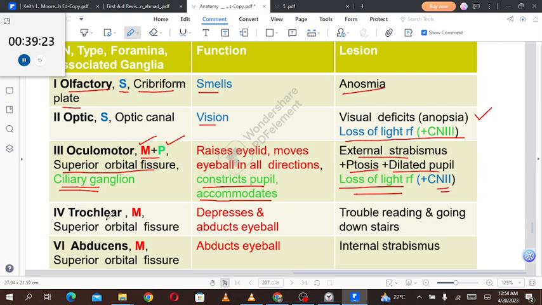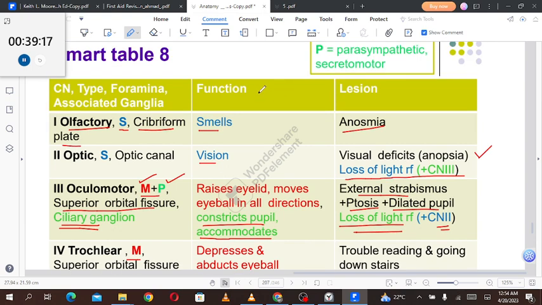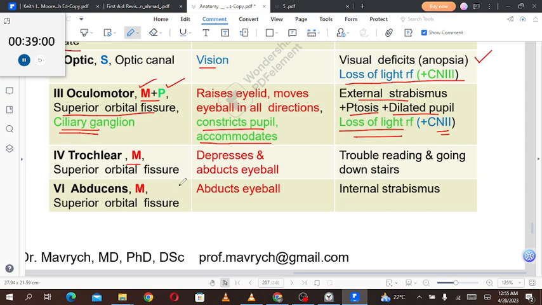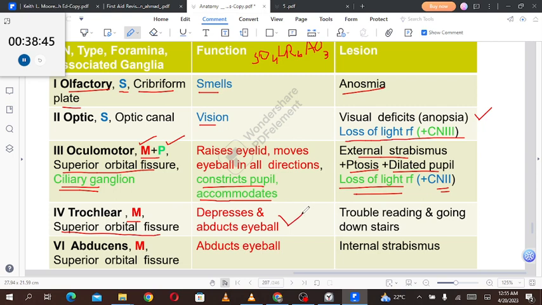The trochlear nerve, the fourth nerve, is also absolutely motor. There is a formula for the muscles it supplies: SO4, LR6 and AO, all others by 3. So the oculomotor nerve supplies all of the extraocular muscles, including the superior rectus, the medial rectus, the inferior rectus and the inferior oblique. The trochlear nerve supplies the SO4, that is the superior oblique. It is a purely motor nerve and passes through the superior orbital fissure. The function is to depress and abduct the eyeball. The lesion causes trouble reading and going downstairs.